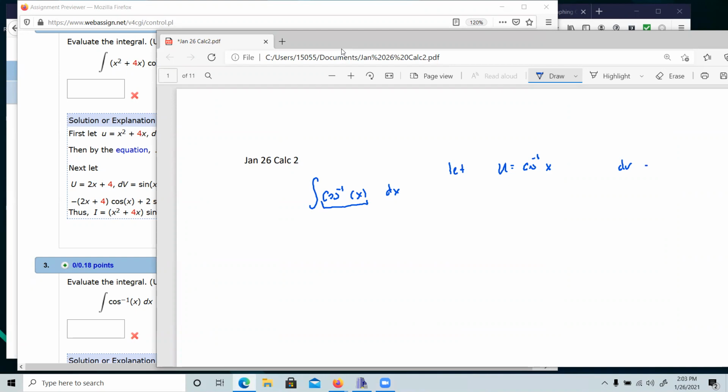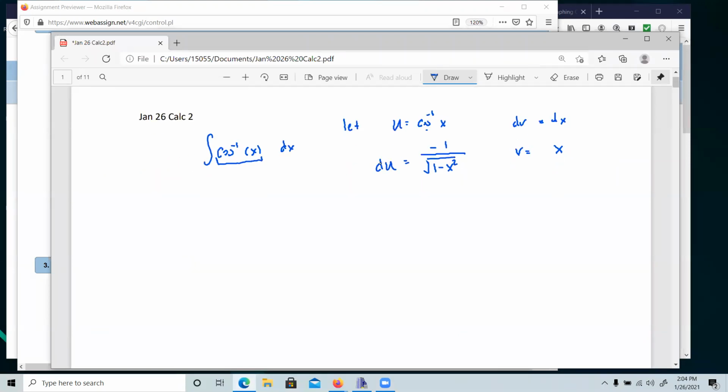And then what do we have left over? It's just dx. So we take our derivative here, du is -1 over the square root of 1 minus x squared, and v is just going to be x. The important thing with the inverse trig is we're going to take the derivative of it, because that's a much easier problem. The integral is not as easy.